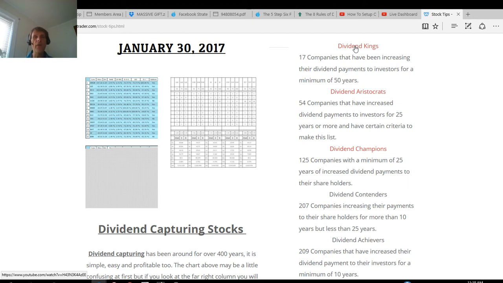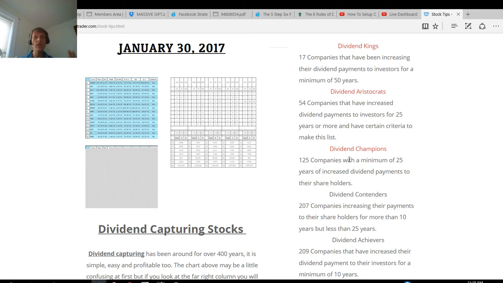In order to be on that list, you have to increase your dividend to the investor for a minimum of 50 years. The Dividend Aristocrats, a minimum of 25 years. The Dividend Champions, a minimum of 25 years. If you add this one and this one together, that's pretty close to 200 companies. Just stick with those, and they have a minimum of 25 years of increasing their dividends.